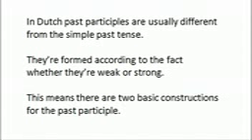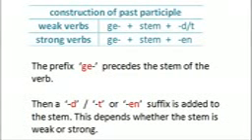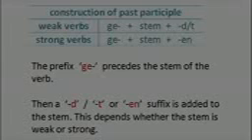In Dutch, past participles are usually different from the simple past tense. They're formed according to whether they're weak or strong. This means there are two basic constructions for the past participle. Prefix ge precedes the stem of the verb. Then a d or a t or an en suffix is added to the stem. This depends on whether the verb is weak or strong.